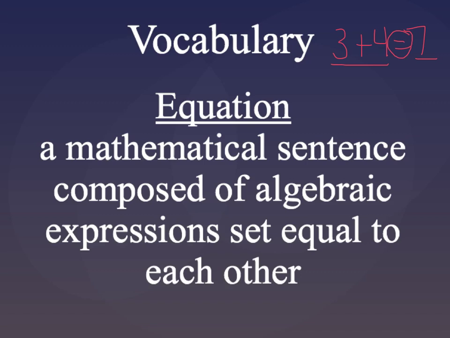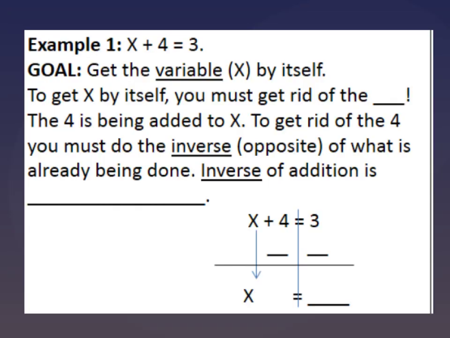In the same token, if I had something like 2c plus 5b equals 3c, this would also be an equation. Again, we have an expression here and an expression here that are being set equal to each other. Now let's look at our foldable at example 1.